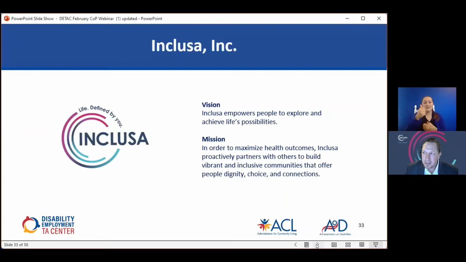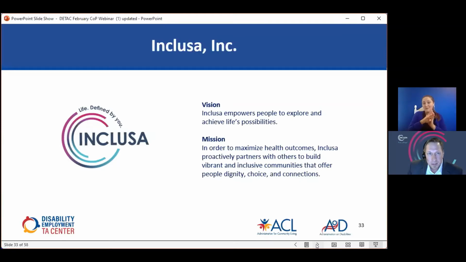I'm a Caucasian male in my mid-40s with brown short hair. I'm wearing a blue sports jacket today with a light blue shirt, and my virtual background is an Inclusa logo behind me. I'm really glad to be here today to speak about Inclusa and the work that we've done in partnership with our provider partners in developing and implementing a value-based purchasing model for supported employment services.